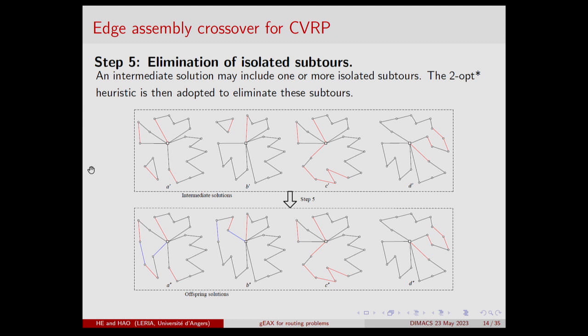So in the next step, we try to eliminate some isolated subtours. Look at the solutions A prime and B prime. They are obviously infeasible because here is a subtour and a subtour. So in step five, we try to eliminate these subtours by using a 2-opt* operator. For example, in this solution, these two black edges are removed and two blue edges are added.